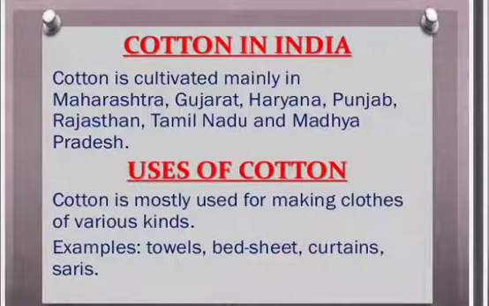Cotton in India. Cotton is cultivated mainly in Maharashtra, Gujarat, Haryana, Punjab, Rajasthan, Tamil Nadu and Madhya Pradesh. What are the uses of cotton? Cotton is mostly used for making clothes of various kinds. Examples: towels, bedsheets, curtains, saris.